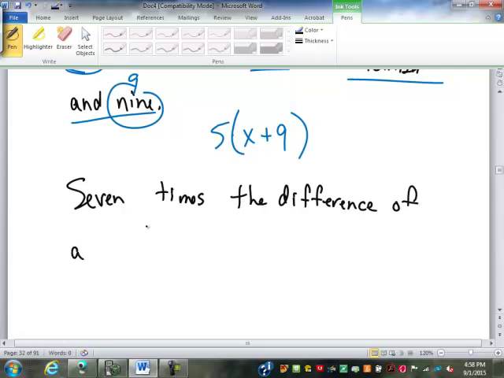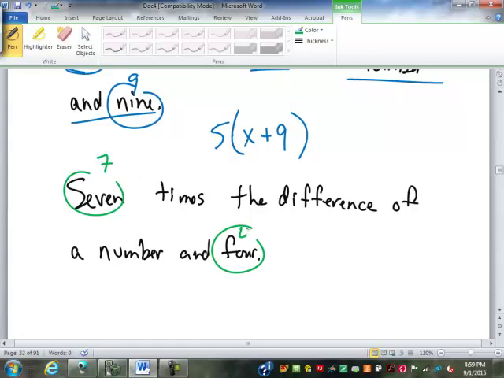Seven times the difference of a number and 4. Again, I like to just circle the numbers if they're written out in words, so when I see them as numbers, for some reason it's more obvious to me what to do. So this time, what is it? Seven times something. 7 times what? The difference. So again, that means something's going in parentheses, because the difference means we've done the subtraction first. And yes, x minus 4.